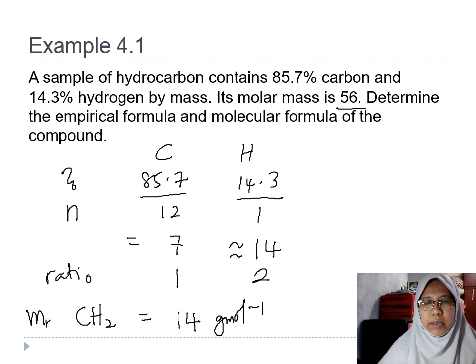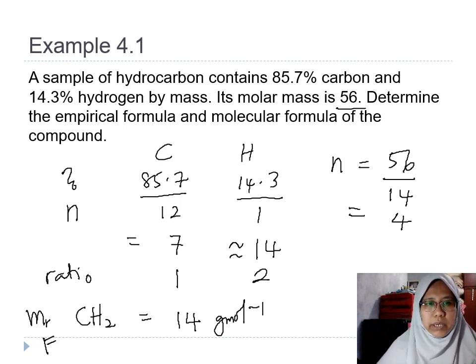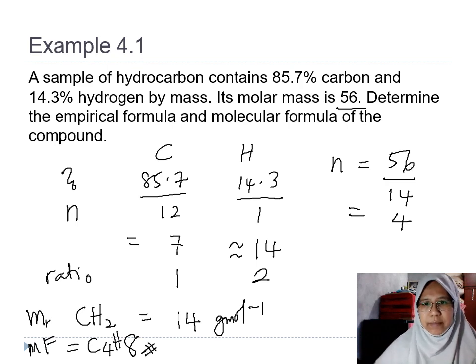The actual molar mass is 56. So n equals 56, the actual molar mass of the compound, divided by 14. This would be 4. So n equals 4. Therefore, the molecular formula would be C4H8. Oops, that's very big. Okay.